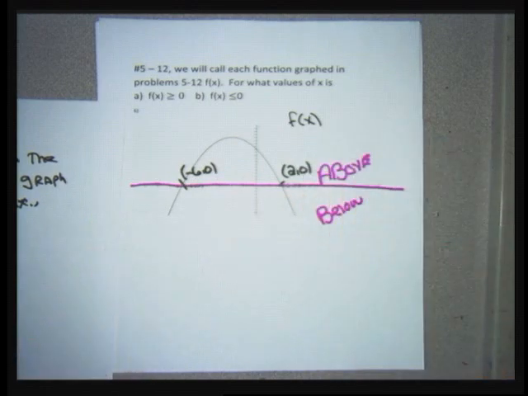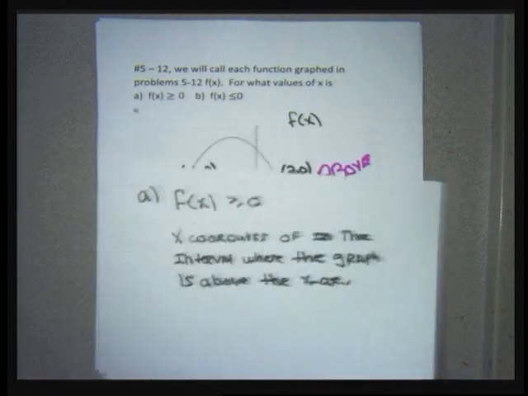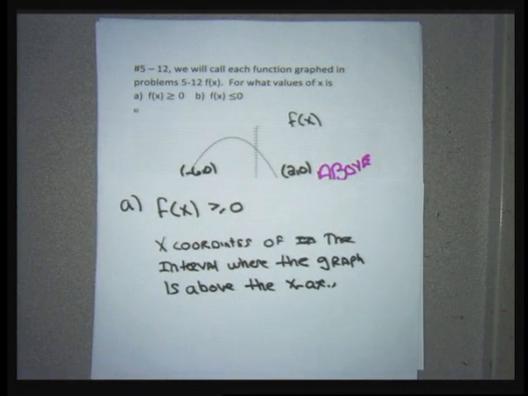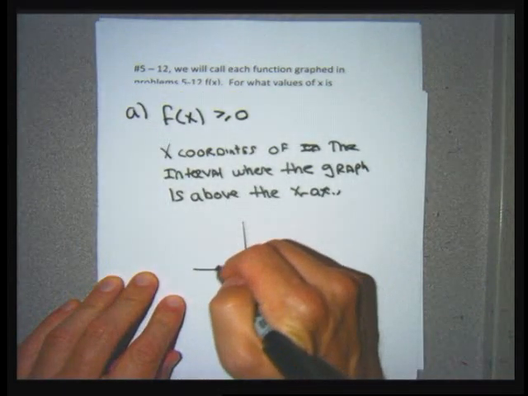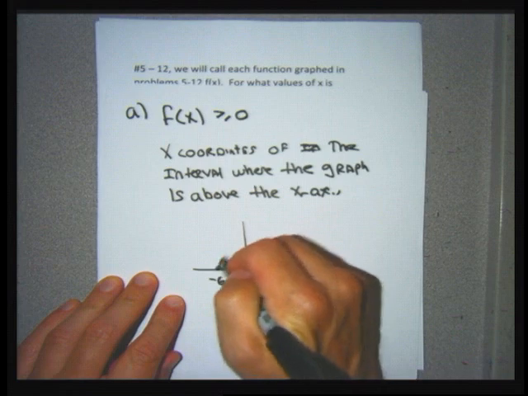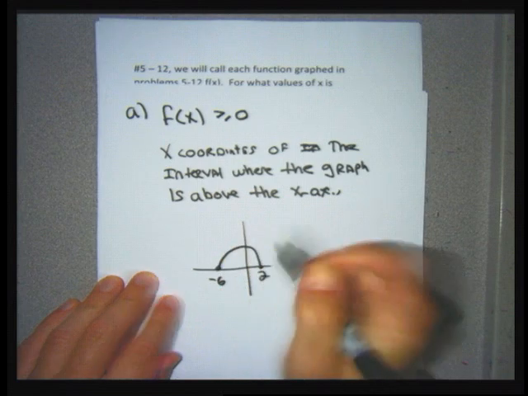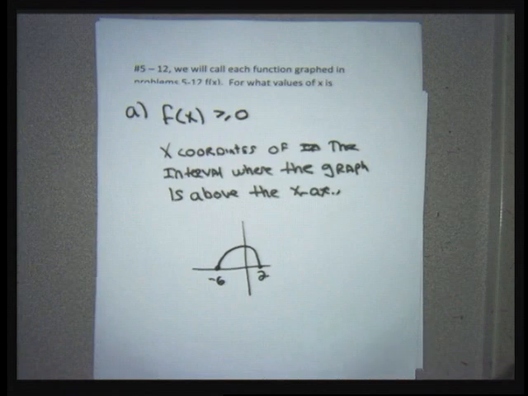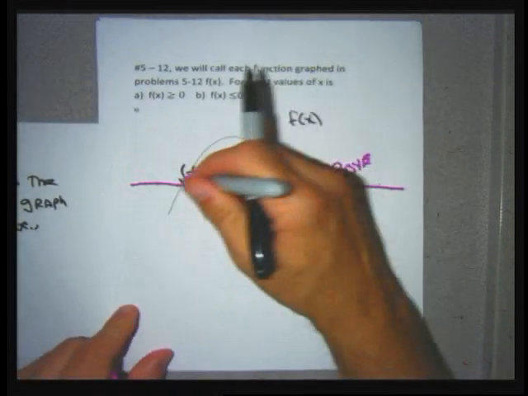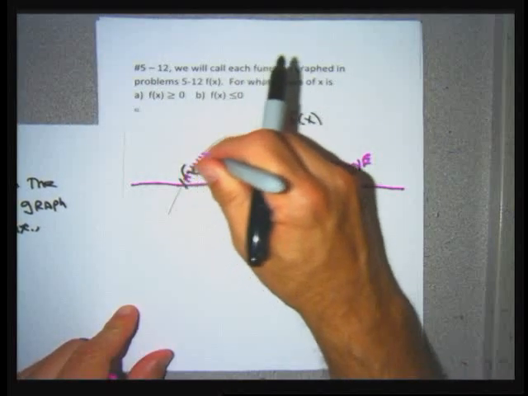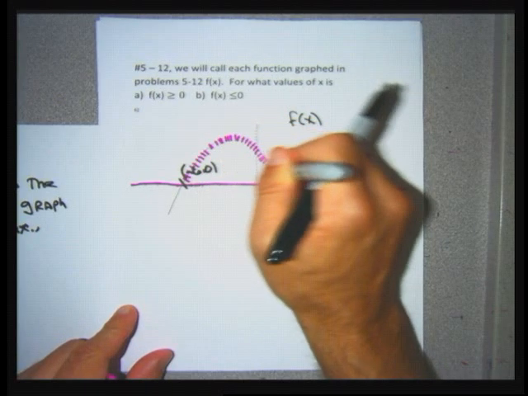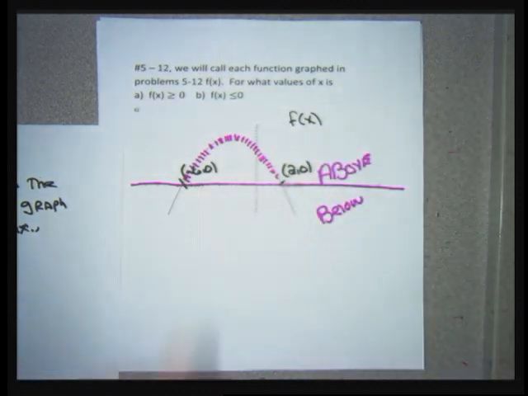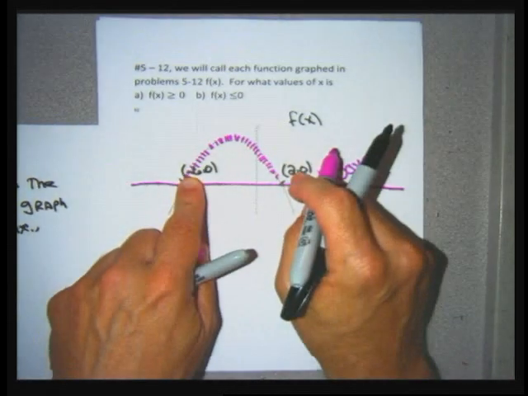So if I look at this graph and I want to find the x coordinates of where the graph is above the x-axis, or maybe above or touching the x-axis, the portion of the graph that I'm concerned about is this portion from here to here. That's the portion where the graph is physically above the x-axis. And that's between x equal negative 6 and x equal to 2.